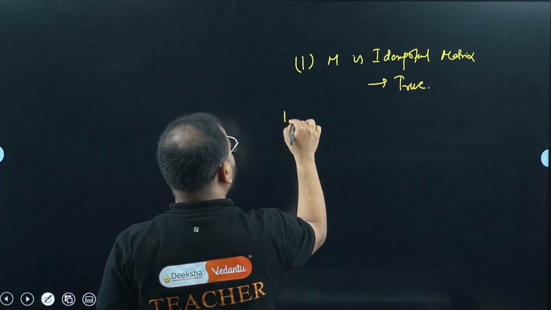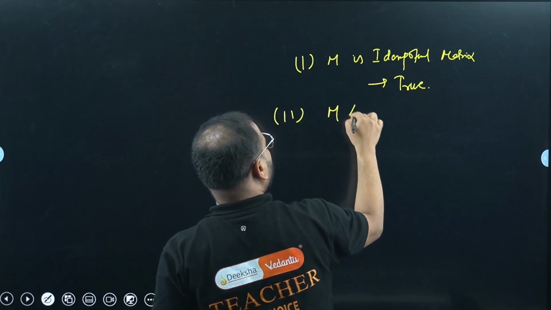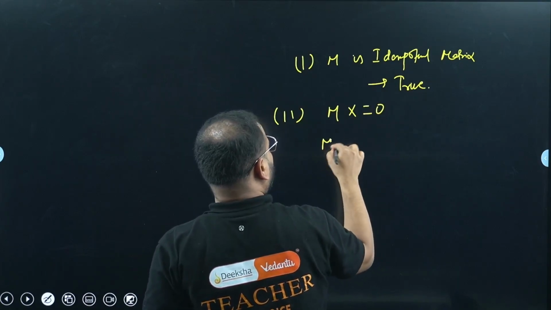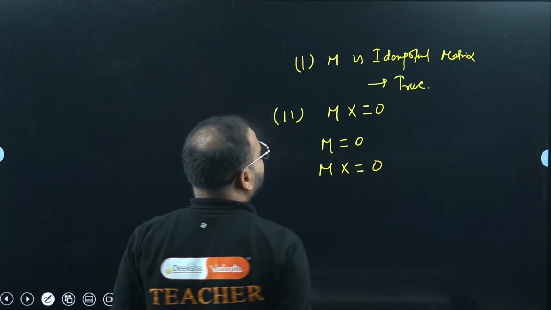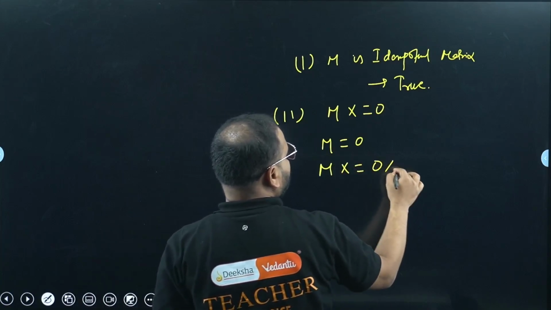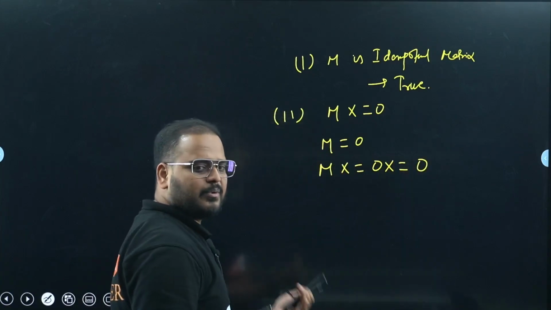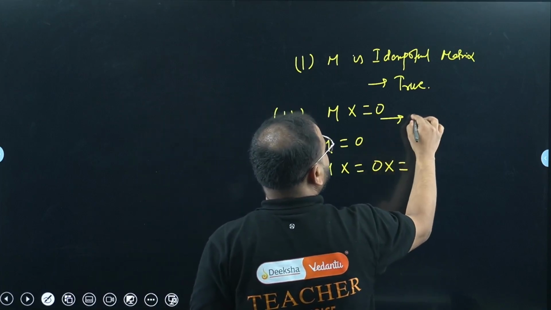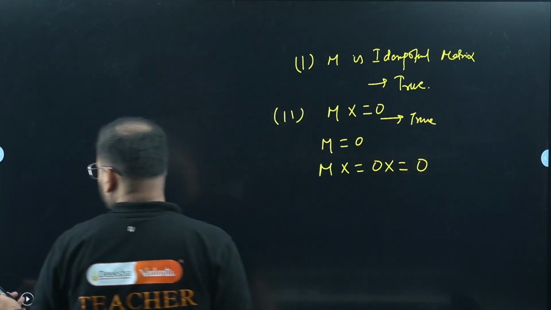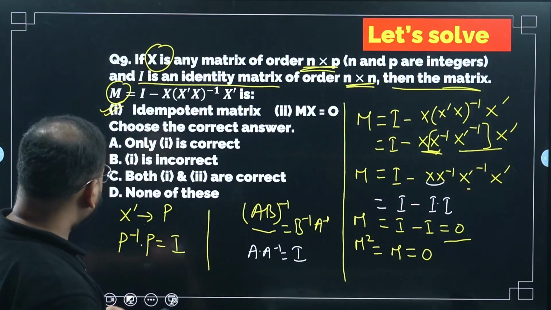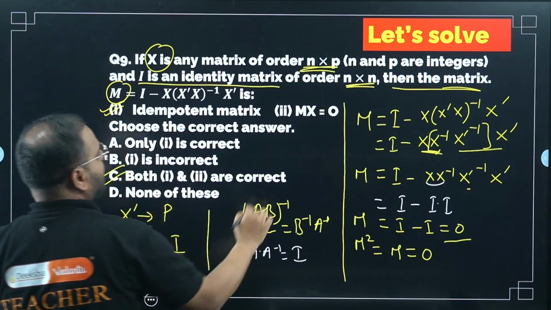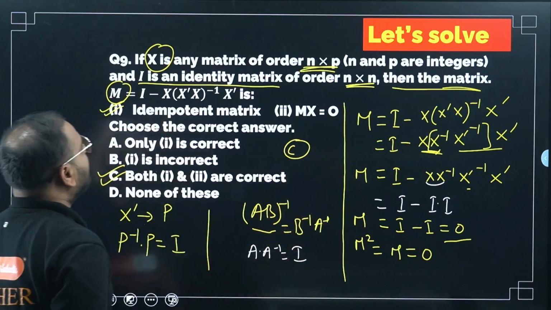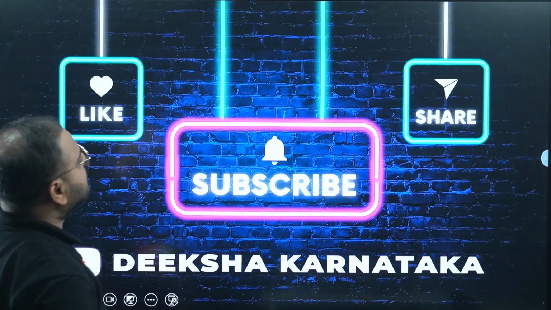What about the second statement? Is Mx equal to 0? Yes, sir. If M is equal to 0, then anything you multiply to that will also be equal to 0, right? 0 into x will be 0 only. So yes, this also is true. So what do I get? Both 1 and 2 are correct. So option C is my correct answer.